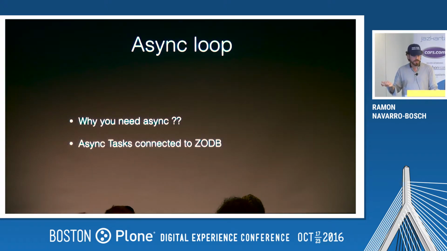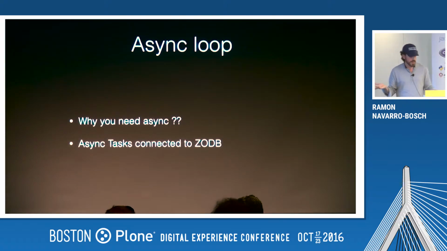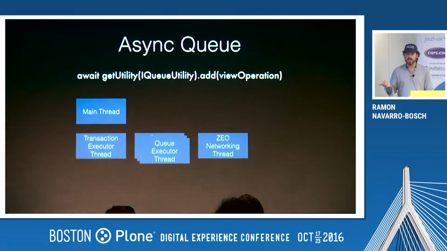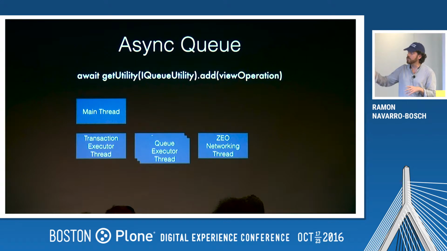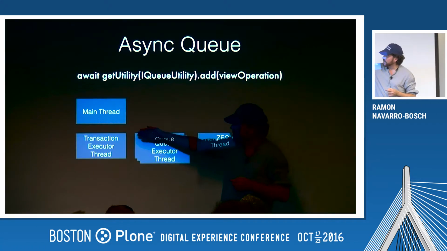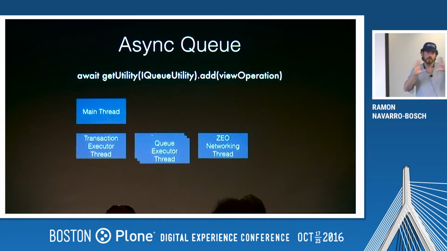Asyncio loop: why do we need asyncio? Mostly for scaling, for integrating with different services, and for dealing with a lot of input-output with external services and files. It was needed to scale up really fast, and for us the results were much better. There is an asyncio queue implemented, so you can say, I have this view, queue this operation and do it whenever you can. It will be done in a transaction, and you will be able to see the results when it's finished. So there is the main thread, the transaction execution thread, the queue execution thread, and the ZODB networking thread. That's more or less the schema that we have.